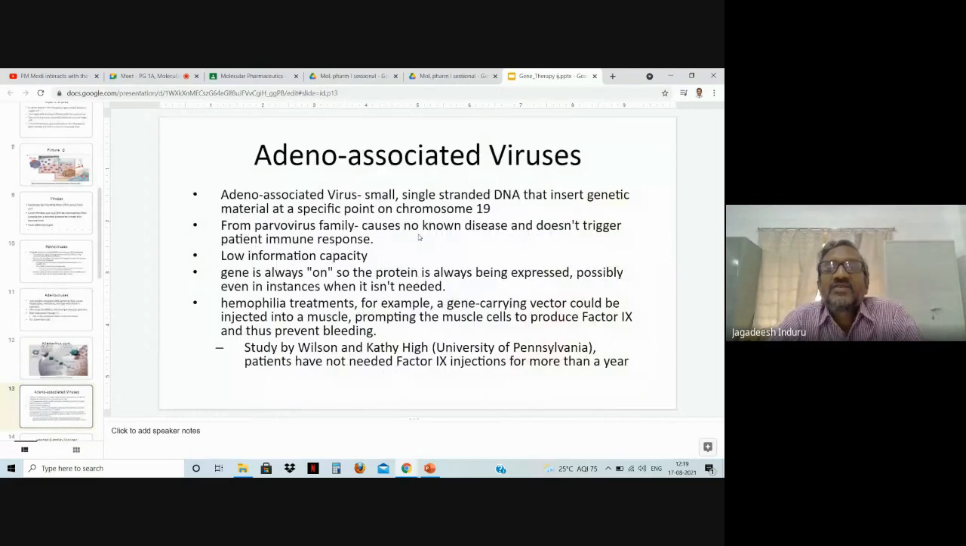Another one is the adeno-associated virus. This is a third vector which is used in gene therapy. It is a small virus with single-stranded DNA. Don't get confused. What is this single-stranded DNA? DNA is always double-stranded only. Why is it present as single-stranded DNA? Why can't we call this single-stranded genome RNA? That is another question you may have in mind.